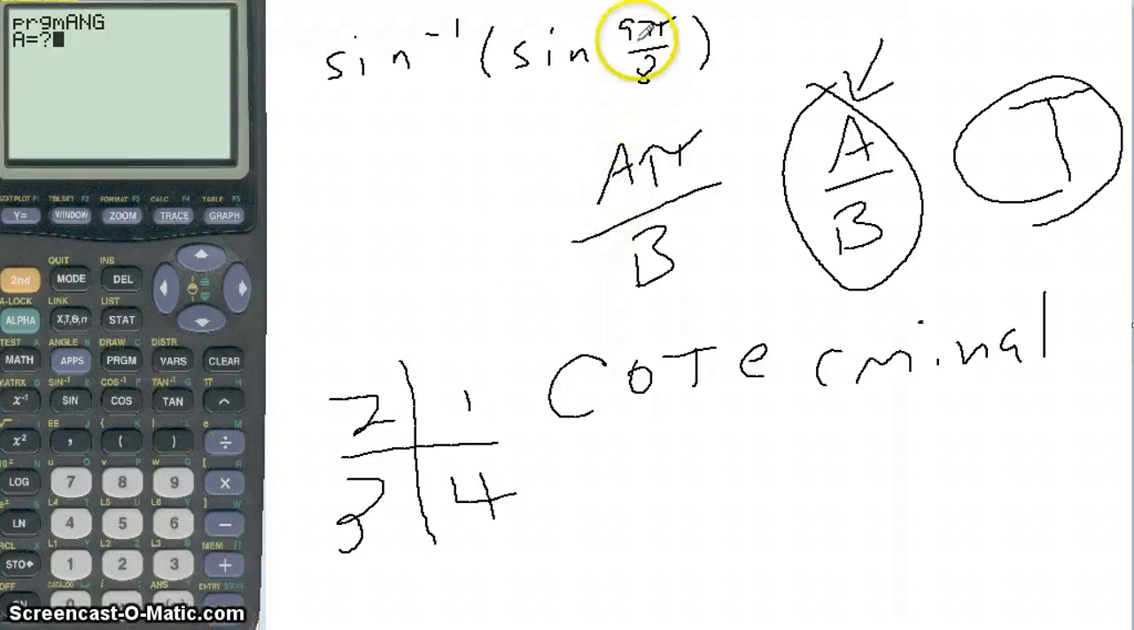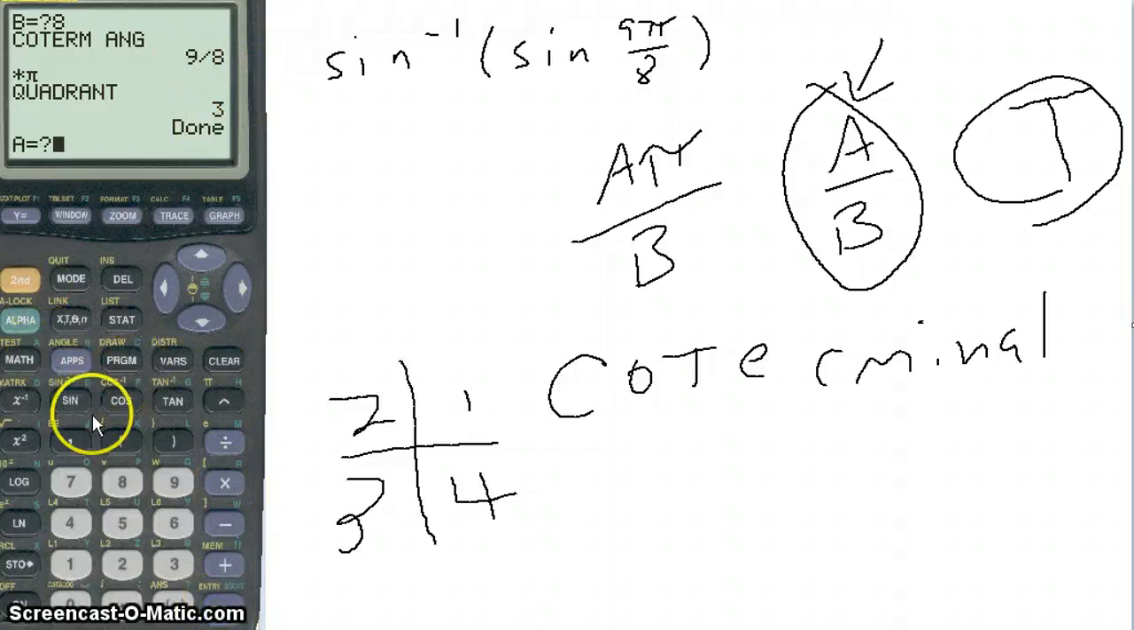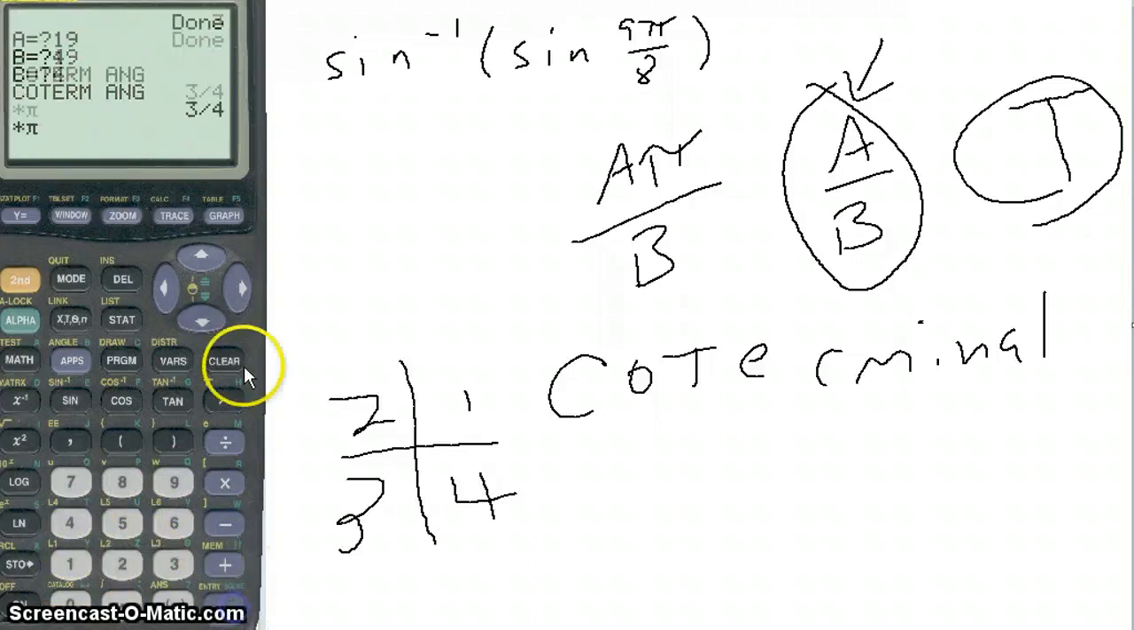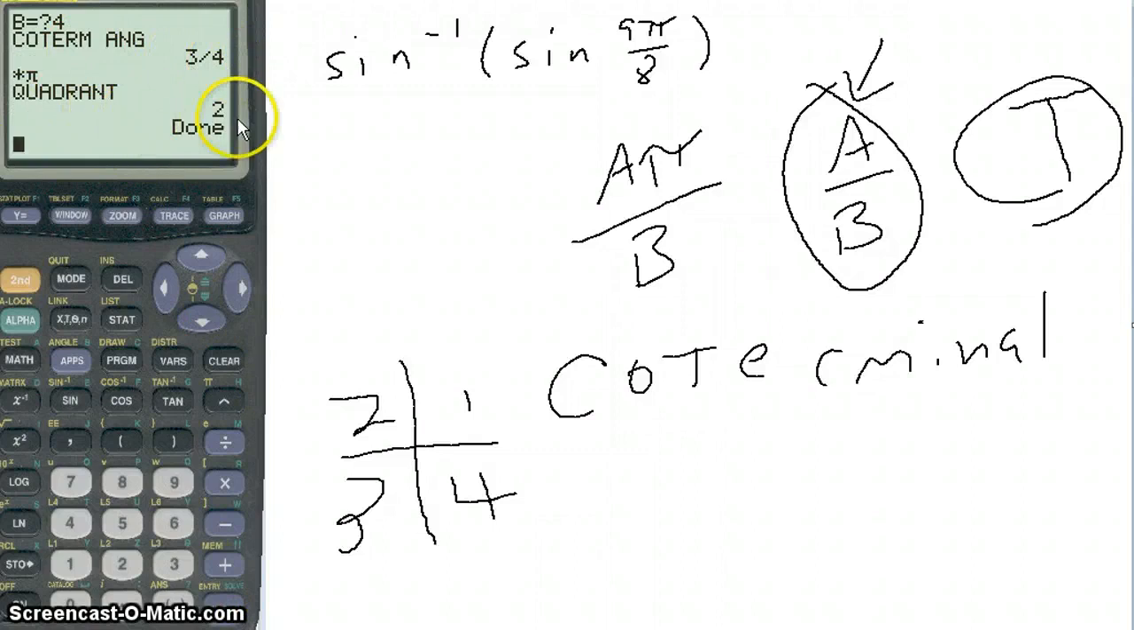Good thing. I'm going to type in 9 over 8, and we see the coterminal angle is 9 pi over 8, and it's in quadrant 3. If you want to run it again, what if we put in something like 19 pi over 4? It gives you the coterminal angle of 3 pi over 4 in quadrant 2. And we're almost ready to finish writing our program.